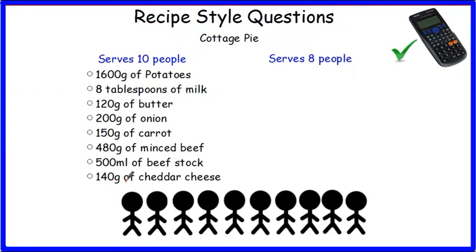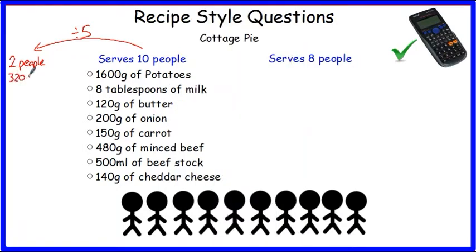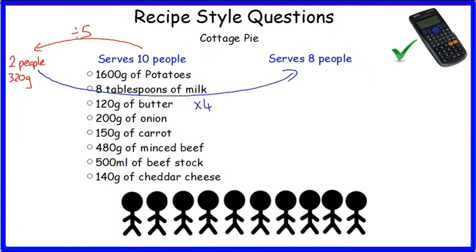Serves 8 people. And I think I'd be going to 2 people then. So I'd be going to 2 people, divided by 5. So I'd take my 1600 and divide it by 5 to give me 320 grams. And then I'd be taking my 2 people and multiplying my answer by 4. So 1,280 grams of potatoes there.